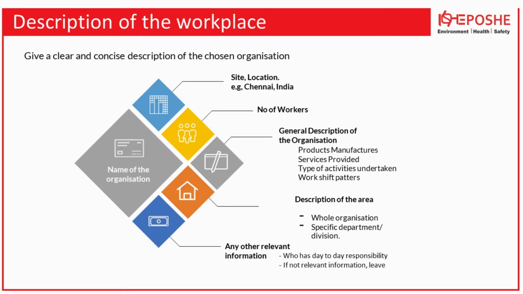This information should include products manufactured. Clearly mention what kind of products they manufacture, for example, manufacturing automobile spare parts. Services provided. What kind of services are offered by the organization? For example, hotel: what all the services the hotel offers to the guests. You have to include the type of activities undertaken in the site at the time the risk assessment is carried out. Then you have to give a bit of information on the work shift patterns, work timings, and week offs.